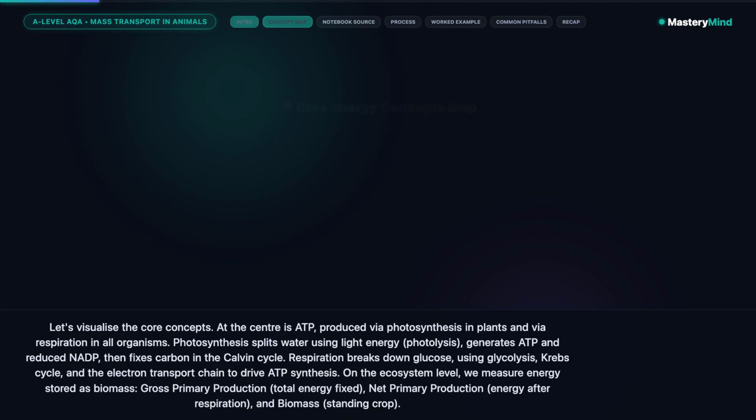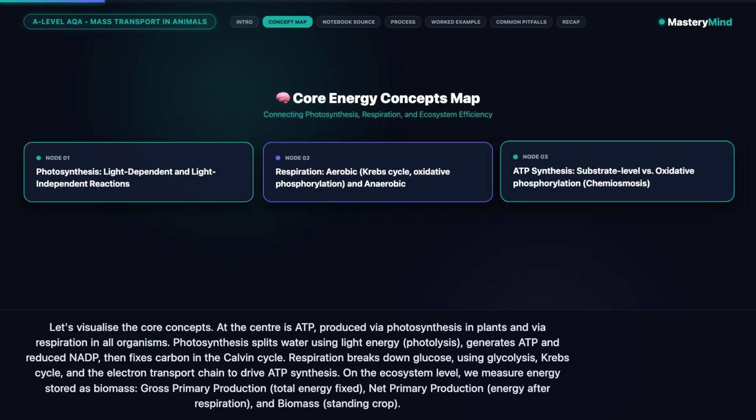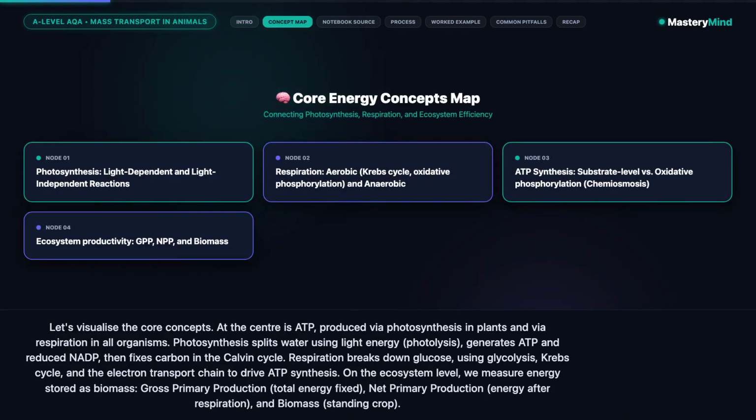At the center is ATP, produced via photosynthesis in plants and via respiration in all organisms. Photosynthesis splits water using light energy, photolysis, generates ATP and reduced NADP, then fixes carbon in the Calvin cycle. Respiration breaks down glucose, using glycolysis, Krebs cycle, and the electron transport chain to drive ATP synthesis.